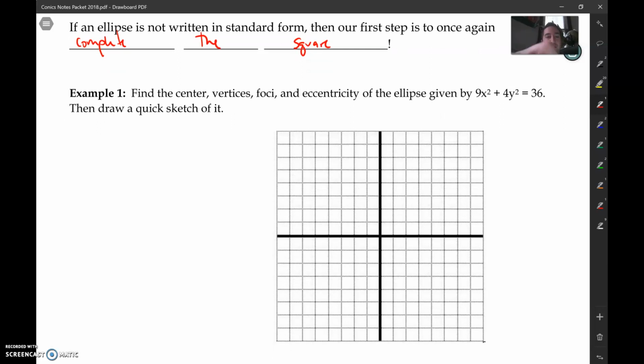Example 1, find the center. We can do that. The vertices, we haven't done it before, but we will. The foci, yep. And eccentricity, can never say that word, but we're not going to find it, of the ellipse given this equation. And then draw a quick sketch.